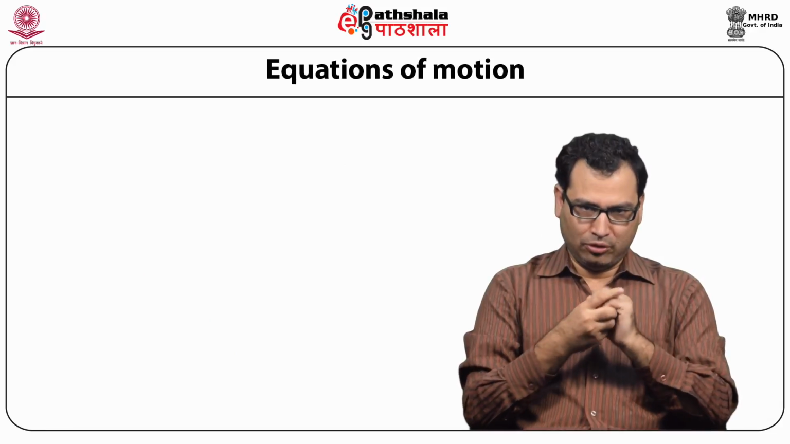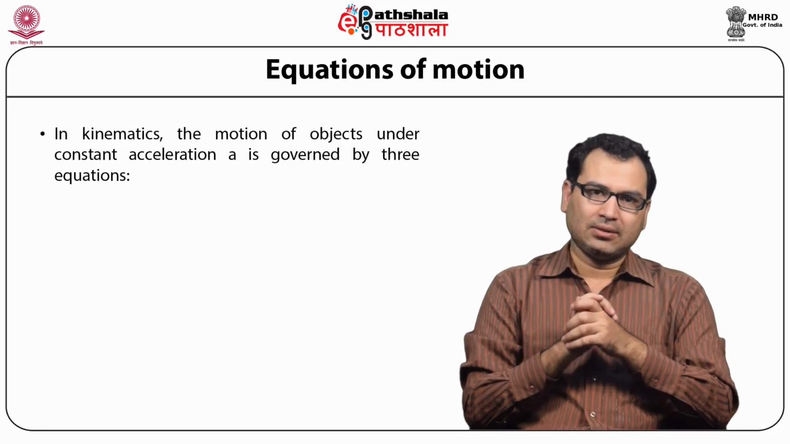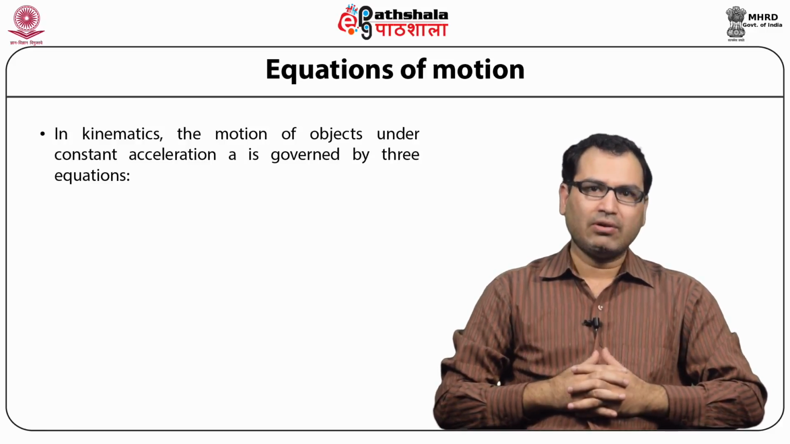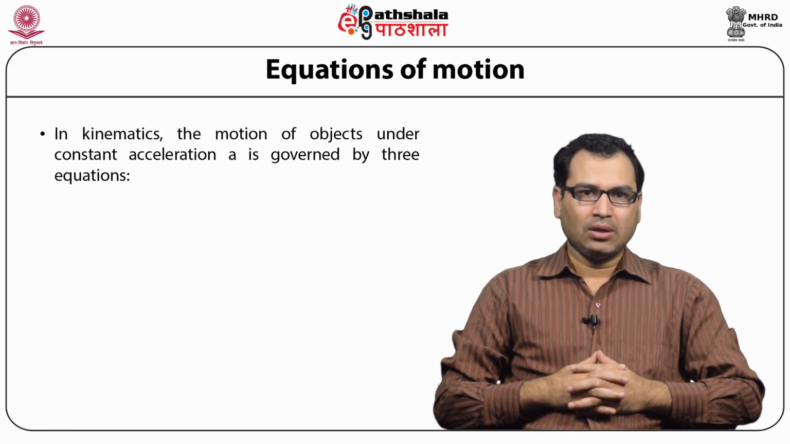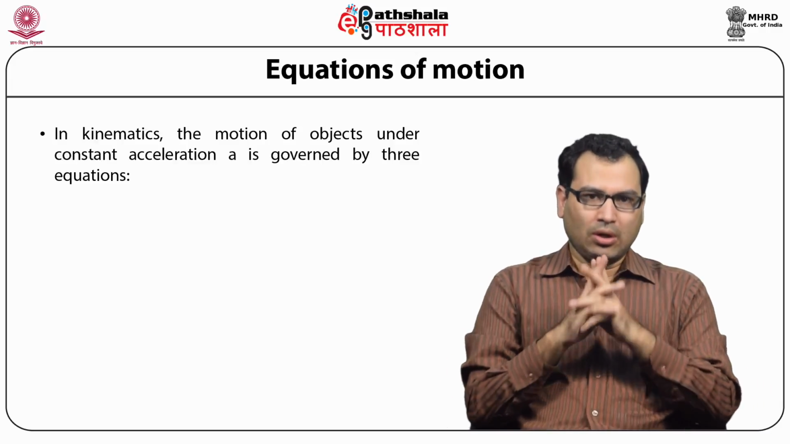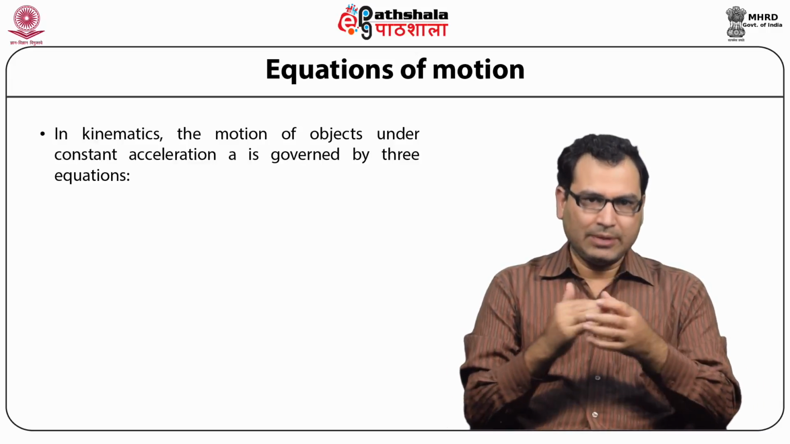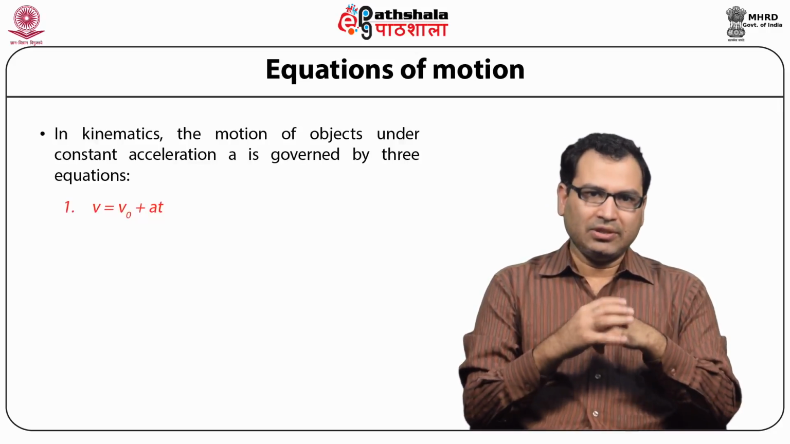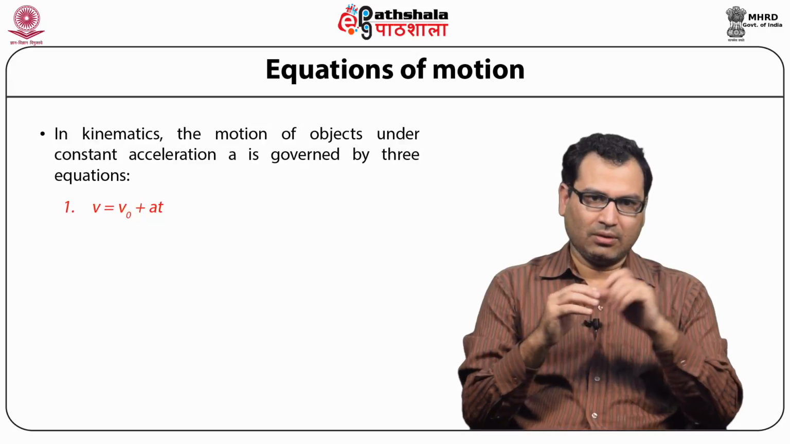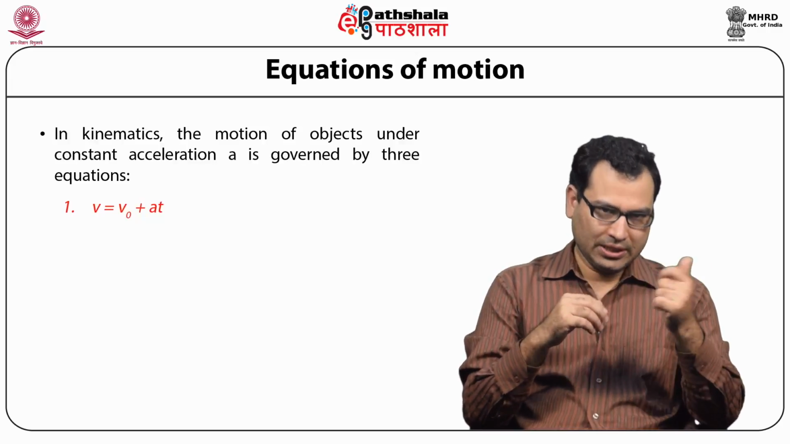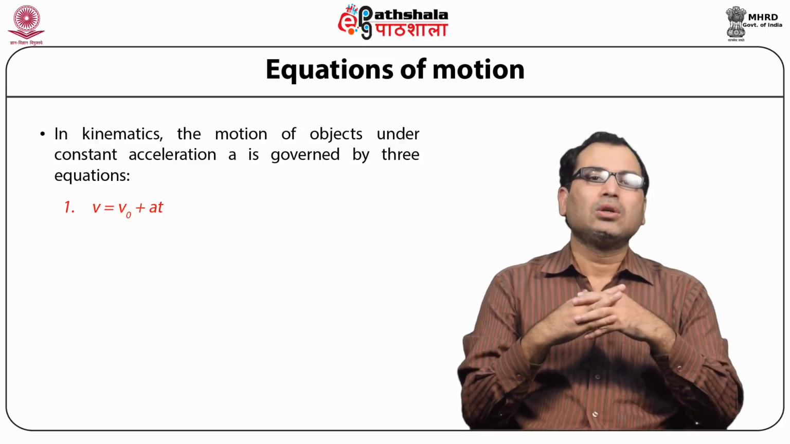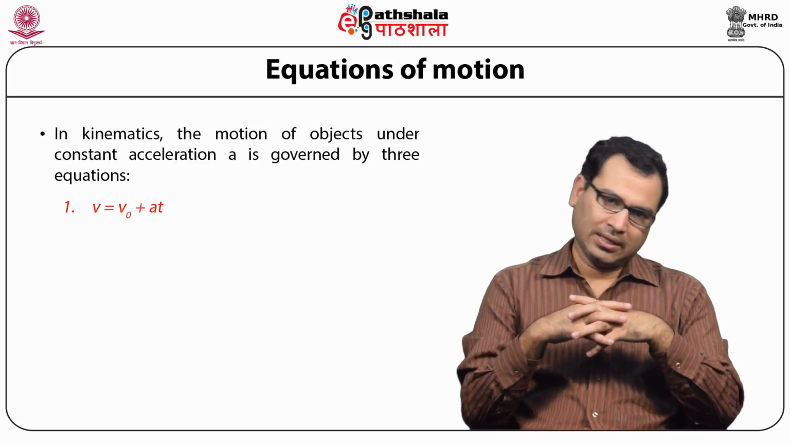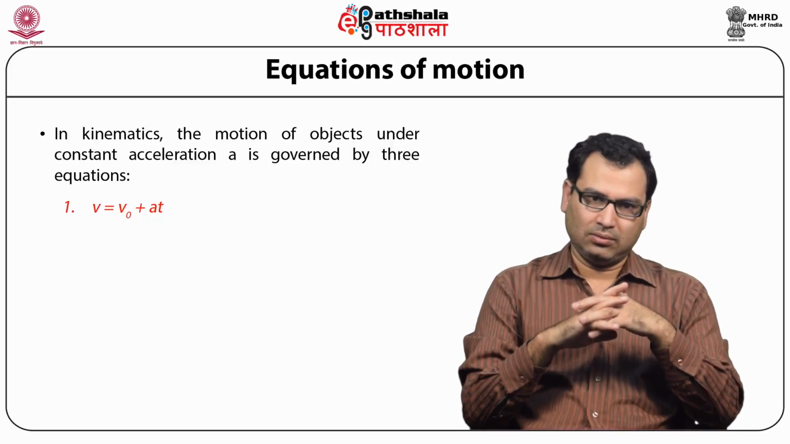So equations of motion. In kinematics, the motion of objects under constant acceleration A is governed by three equations. The first equation is about estimating the velocity at time t. Mathematically, it's v equal to v naught plus at, where v is the velocity at time t that you are interested in to know, v naught is the initial velocity and a is the acceleration, constant acceleration.